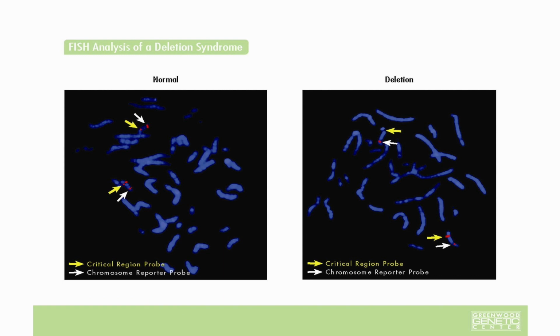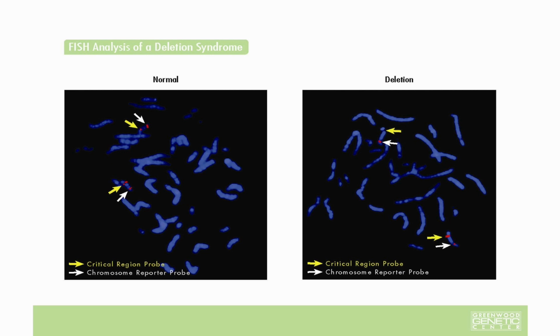Here we can see two types of probes being utilized, a critical region probe and a chromosome reporter probe. The critical region probe is specifically designed to target a known area of interest within the genome that is associated with a particular deletion syndrome. In this analysis, the critical region probe will bind to the DNA sequences located within the area, allowing us to assess whether these sequences are present or absent in the test sample.